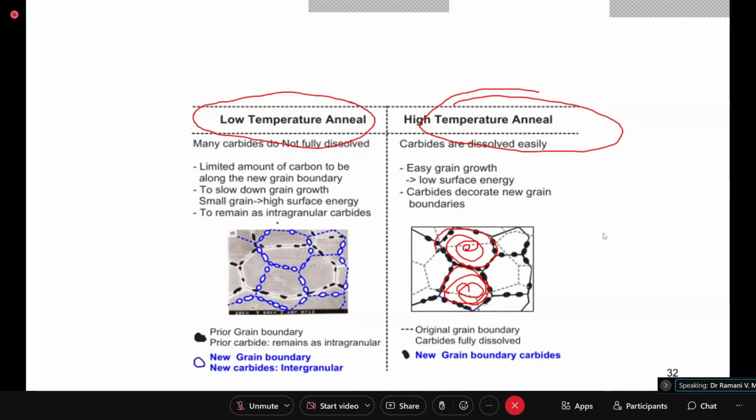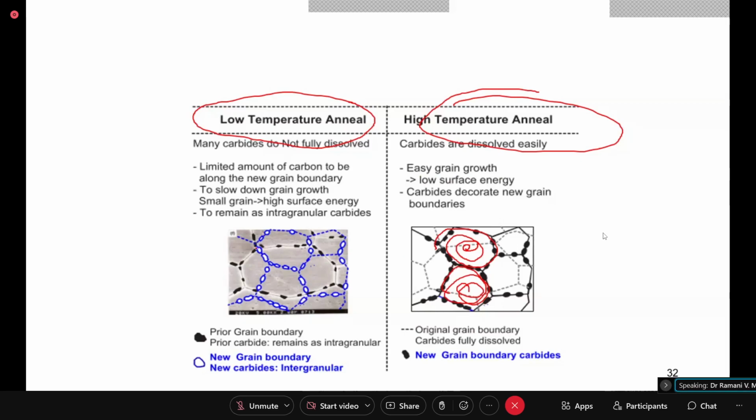To remain as intergranular carbides, if they remain as intergranular carbides, welding part then more corrosion takes place. Whereas carbides are dissolved easily here at high temperature, and therefore easy grain growth is there.